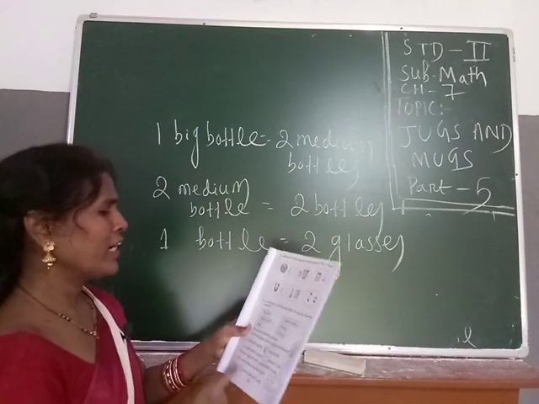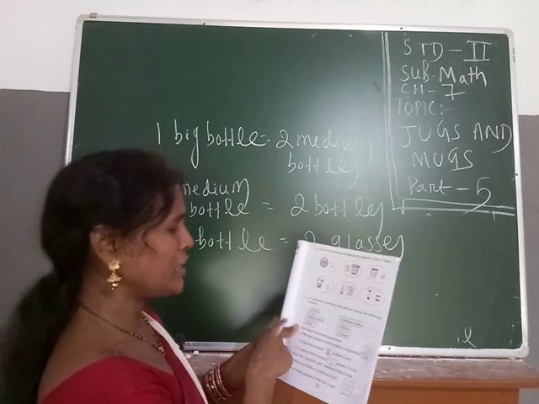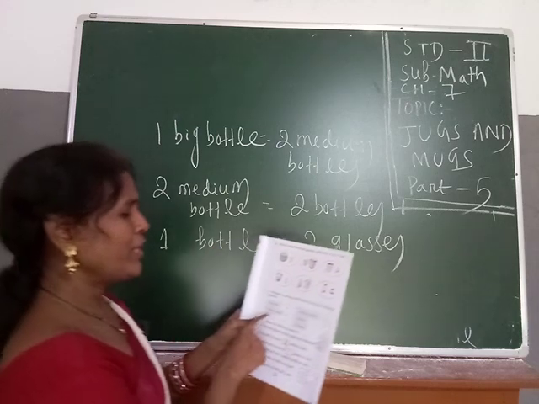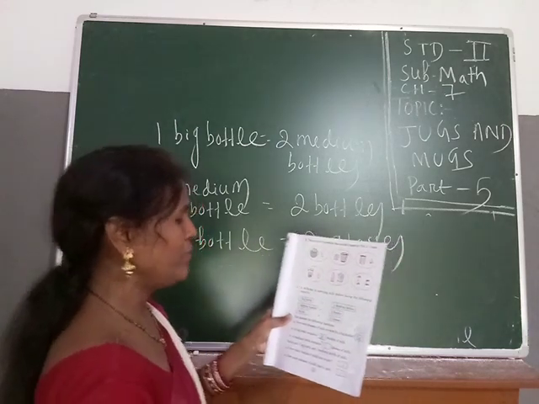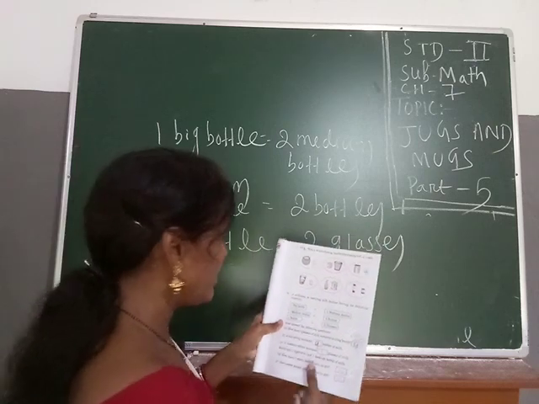The milkman is carrying milk bottles having the following capacity. 1 big bottle can hold 2 medium bottles of milk. 1 medium bottle can hold 2 bottles of milk. Then 1 bottle can hold 2 glasses of milk. Now answer the following questions.